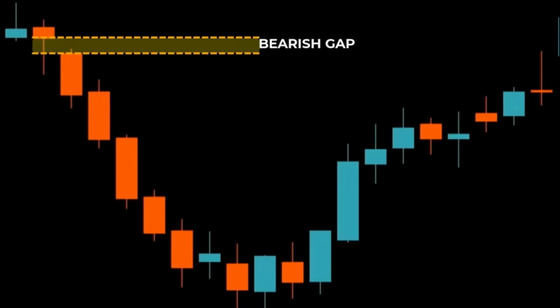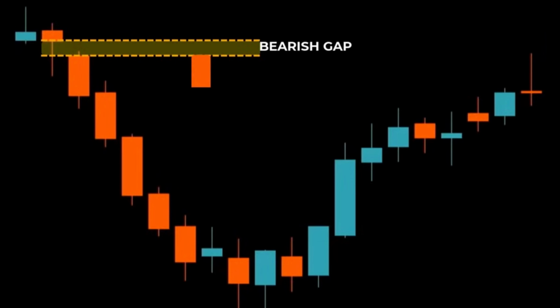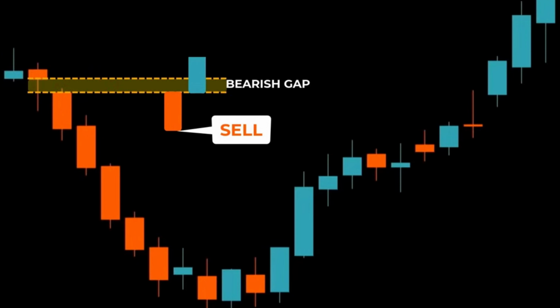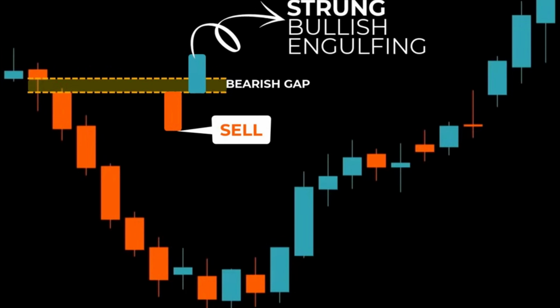If the candle that follows the gap moves downward and forms a bearish candle, that's your signal to enter a sell trade immediately. But if the price reverses and the candle pushes out past the previous one, then that signals a strong bullish engulfing, meaning a buy opportunity instead. In this case, what happened?